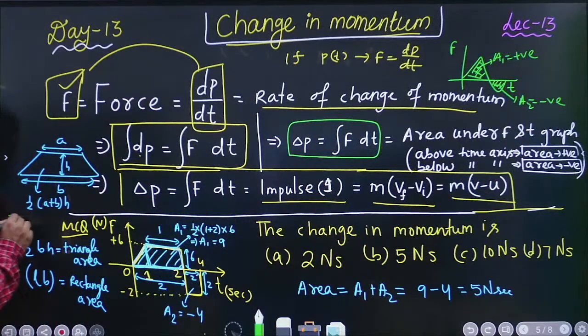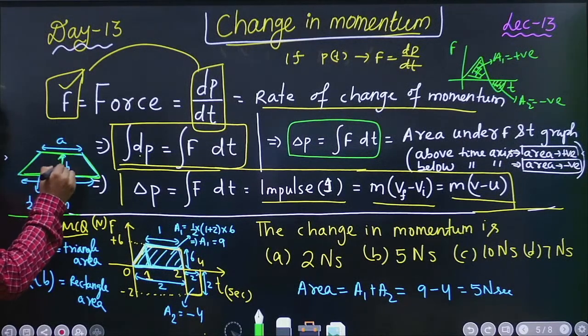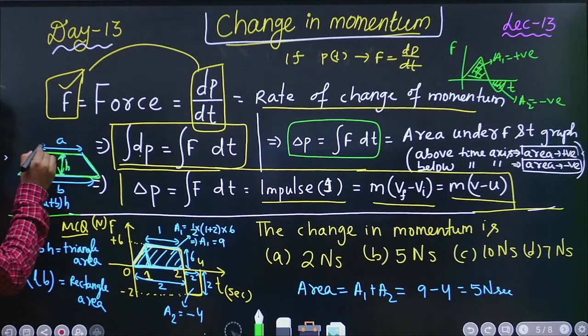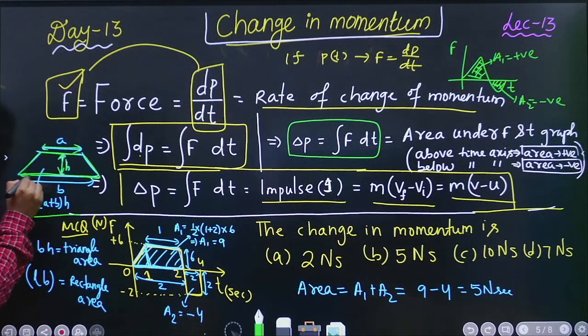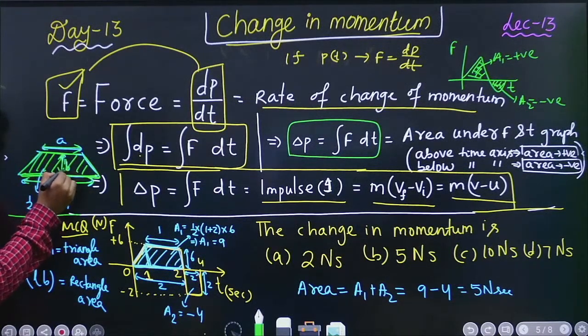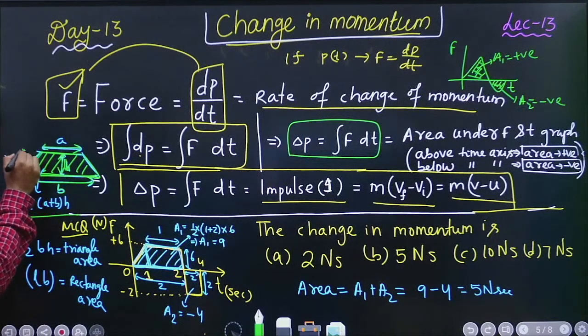So for example, just understand here. This type of picture is called a trapezium. Your height is h. Here this side is A, and this side is B. Now what is the area of this trapezium? Remember the height is h. It is half into A plus B into h.